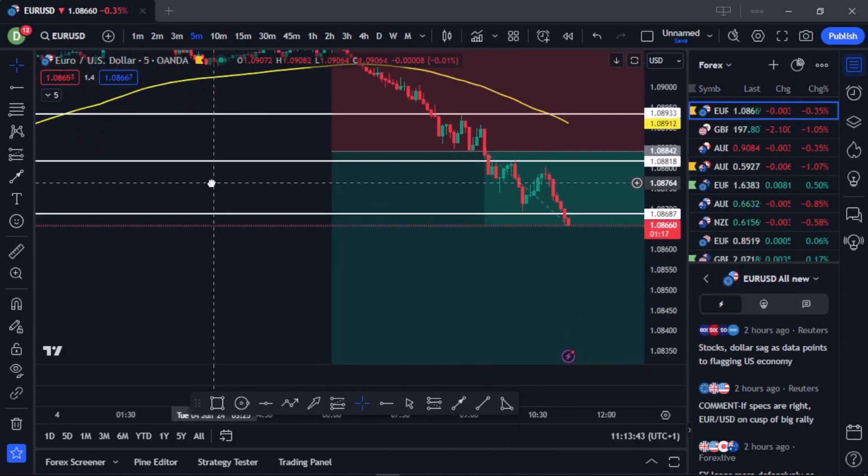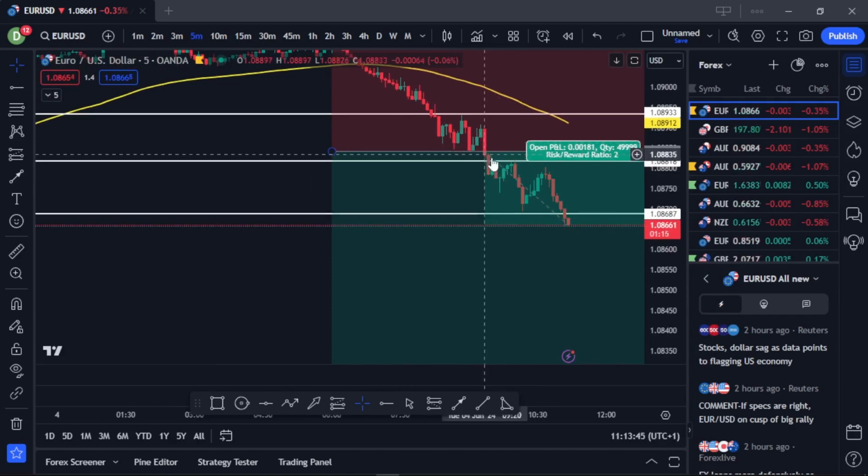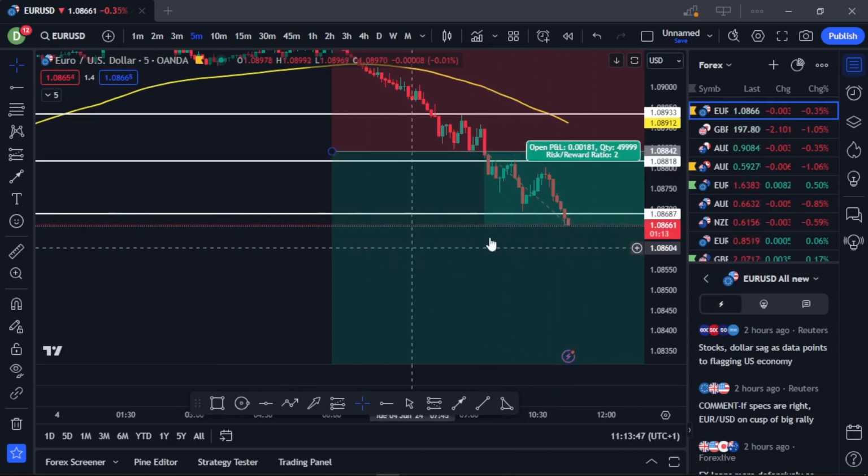You can see it was a limit order we sold at this very point here. You can see so far the market is going well.